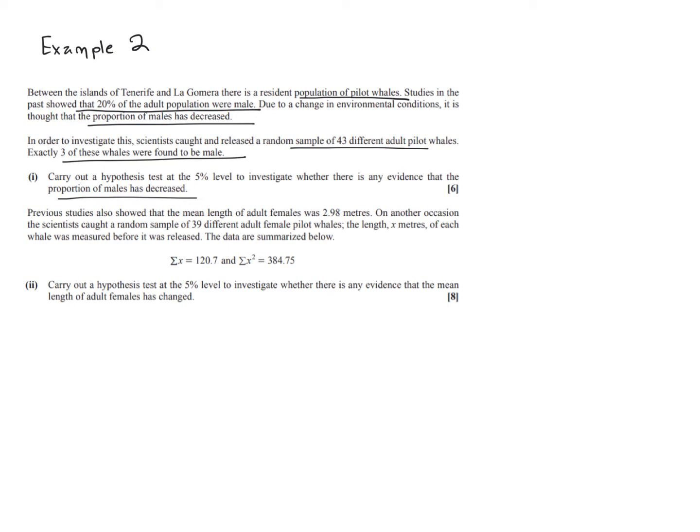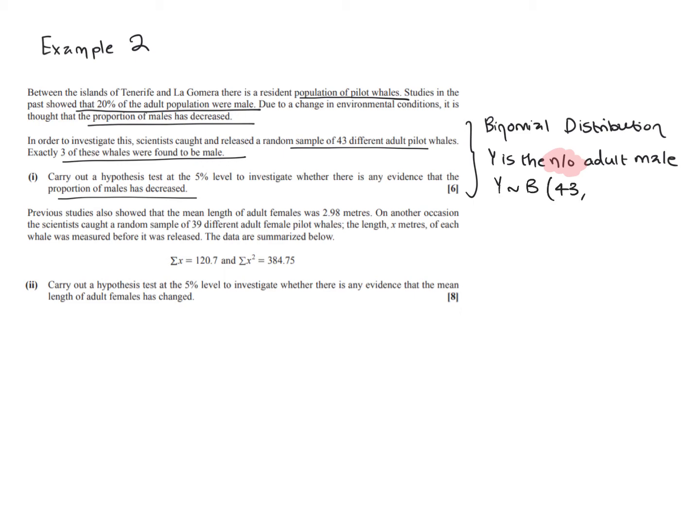So, this question is a binomial hypothesis test, a hypothesis test based on the binomial distribution. Now, how do we know this? We're counting the number of whales. So in this particular question, you might say, y is the number of adult male pilot whales. You're talking about a number of items. That's not a continuous quantity, that is a discrete quantity. It's going to be 0, 1, 2, 3, etc. So it's set up for the binomial distribution here. So y has a binomial distribution, where n is 43 and the probability is 0.2.